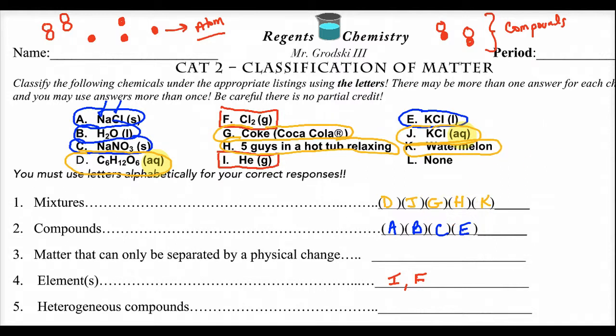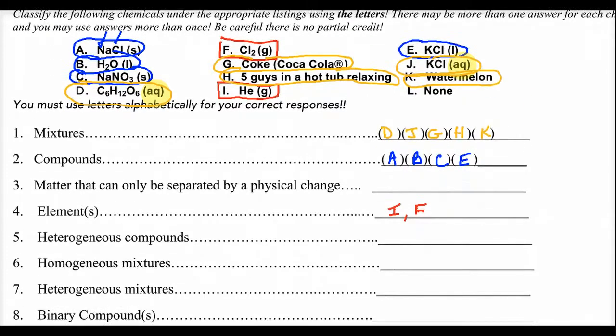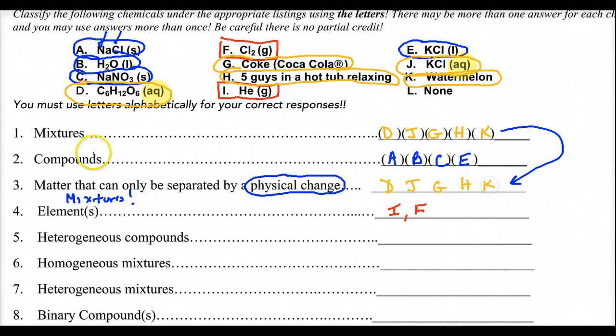Now let's look at number 3. Matter that can only be separated by a physical change. Well, that must mean they were put together physically and not ever chemically bonded. So we're really talking about mixtures. Mixtures are made physically and separated physically. So everything you put for a mixture should go here. So that'd be D, J, G, H, and K again. I guess I have to color coordinate this, which is tough for me. D, J, G, H, and K. The same mixtures. All mixtures are separated physically.